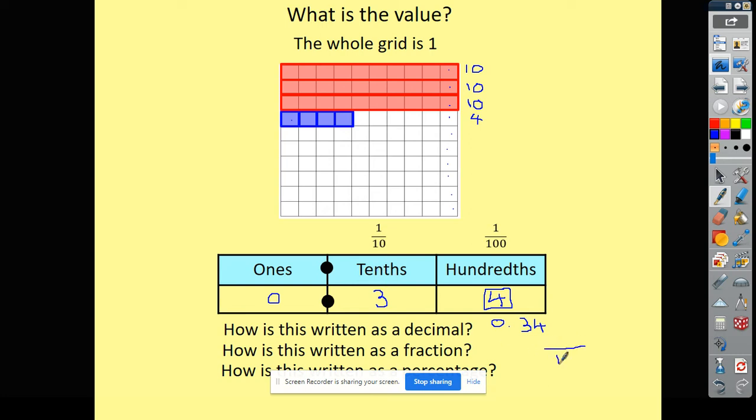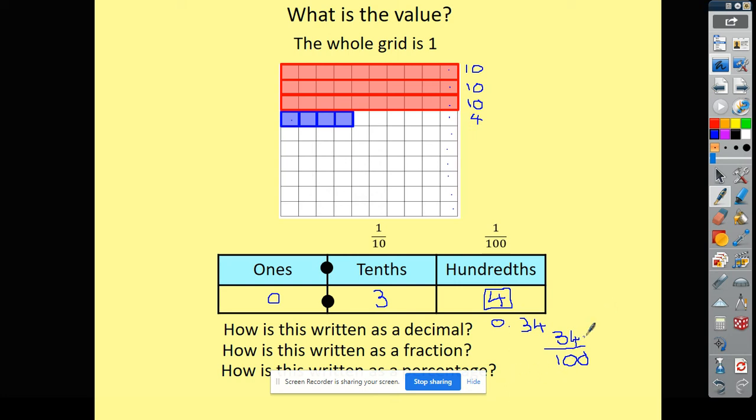So we're looking at something that's worth hundredths. How many hundredths did we have? We've got 34 of them. So there we go. We've written it as a fraction.